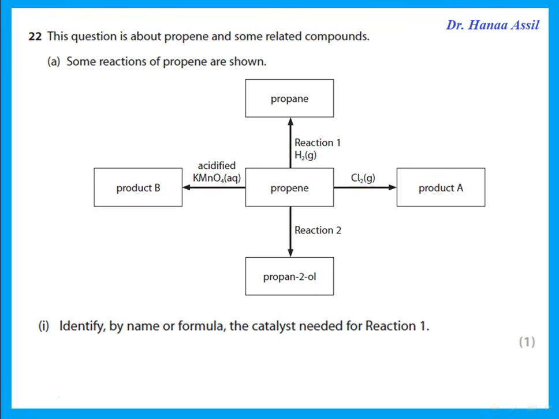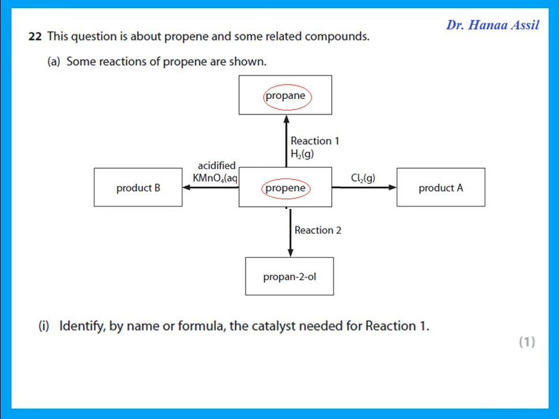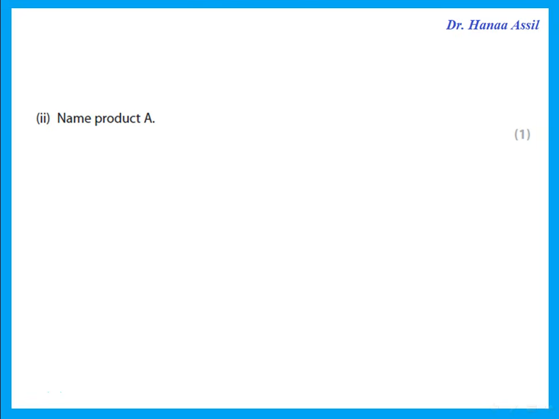This question is about propene and some related compounds. Some reactions of propene are shown. Identify by name or formula the catalyst needed for reaction 1. So I look, where is reaction 1? It is propene reacting with hydrogen to give propane. This is the addition reaction of hydrogen to alkenes. Remember, alkene plus hydrogen, which catalyst do we need? We need a nickel catalyst.